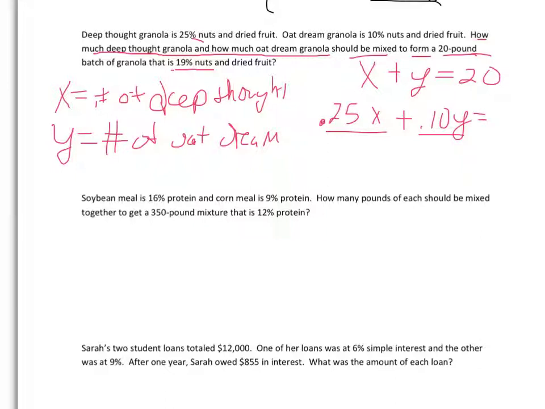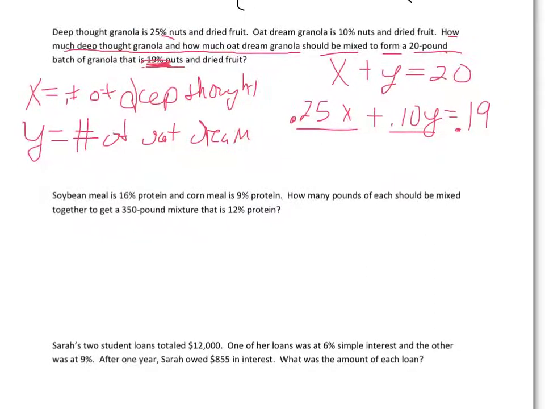This has to equal the total amount of protein. Now, the total amount of dried nuts and dried fruit. We have 19%, or we're looking for a 19% mix, so 0.19. And we want a total of 20 pounds, so 0.19 times 20.